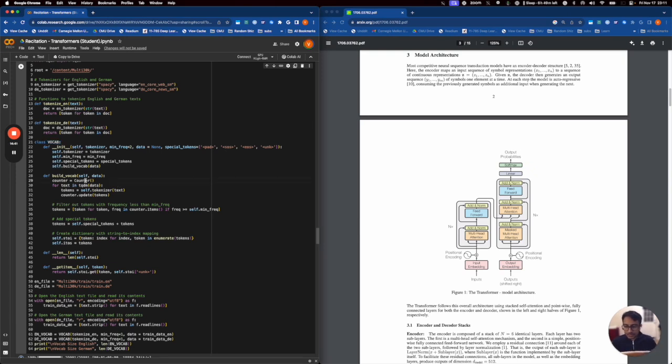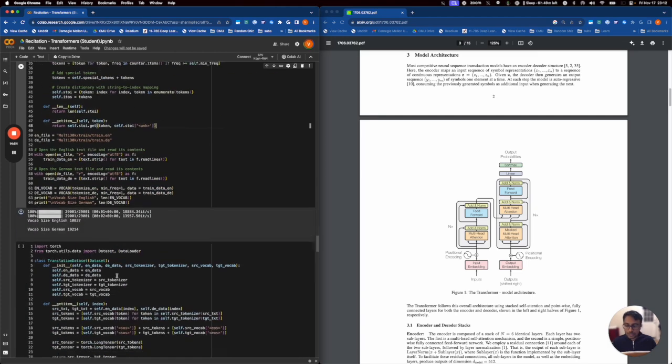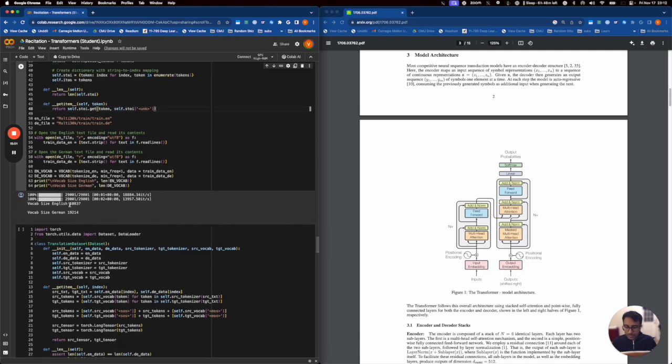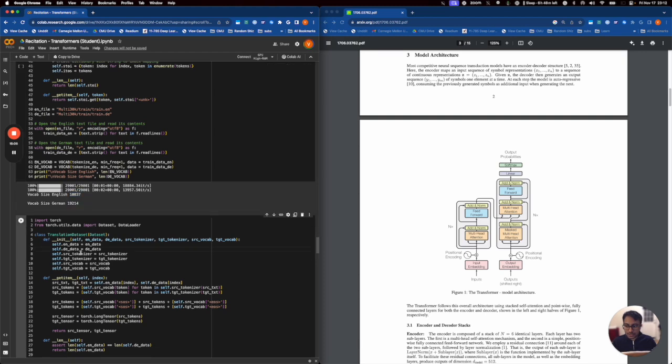This is just counting frequencies and then filtering out tokens with frequency less than the minimum frequency. We can set a minimum frequency of tokens that we want to ignore. And then finally we have a vocab that we can use to tokenize the data set that we have. The vocab size that we have finally here is 10,837, and 19,204 in German.